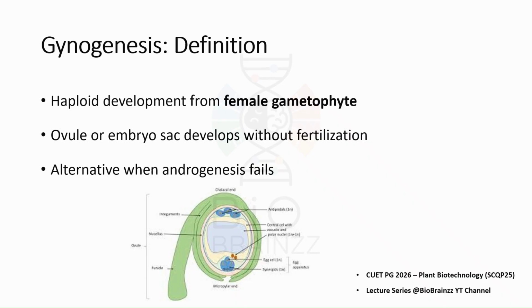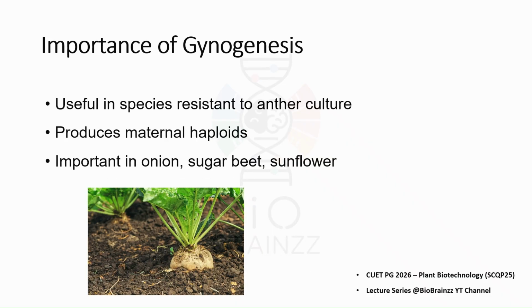Gynogenesis is the development of haploid plants from female gametophytic tissue such as ovules or embryo sacs without fertilization. It is used when androgenesis is ineffective or when maternal genetic lines must be preserved. Importance of gynogenesis. Gynogenesis is particularly useful in species where anther culture does not work efficiently. It produces maternal haploids. This method is important in crops like onion, sugar beet, wheat, and sunflower.